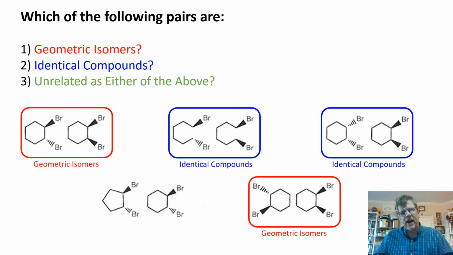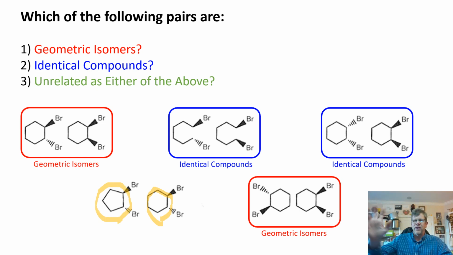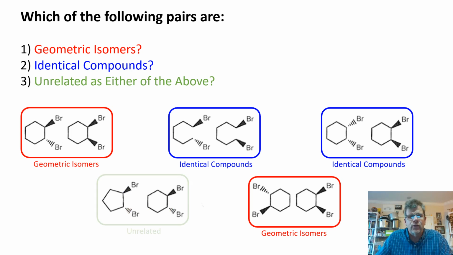Now, unrelated as either of the above, well, we have one left, so guess which one it's going to be. But it is important to look at immediately. Your eyes can cross sometimes, and if you don't look at this carefully, you can see, wait a minute, this is a 6-carbon ring. This is a 5-carbon ring. That's totally different. They're not even related. They don't even have the same molecular formula. So in this case, these would be completely unrelated as either of the above. It's important to take another look at these things sometimes, with a fresh set of eyes can make all the difference.